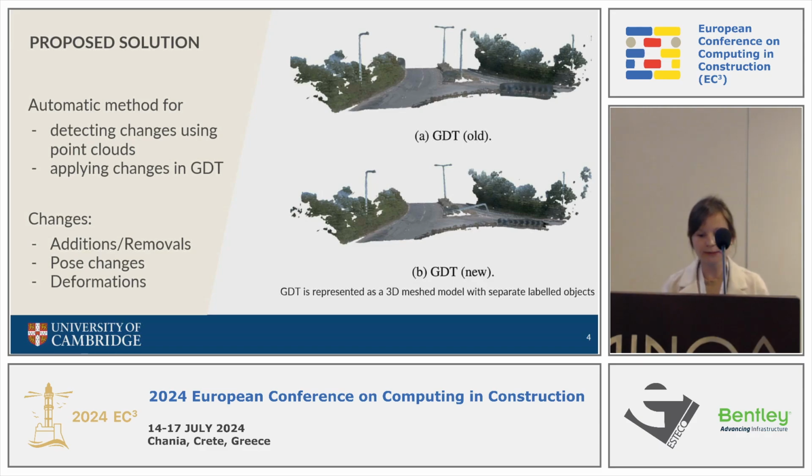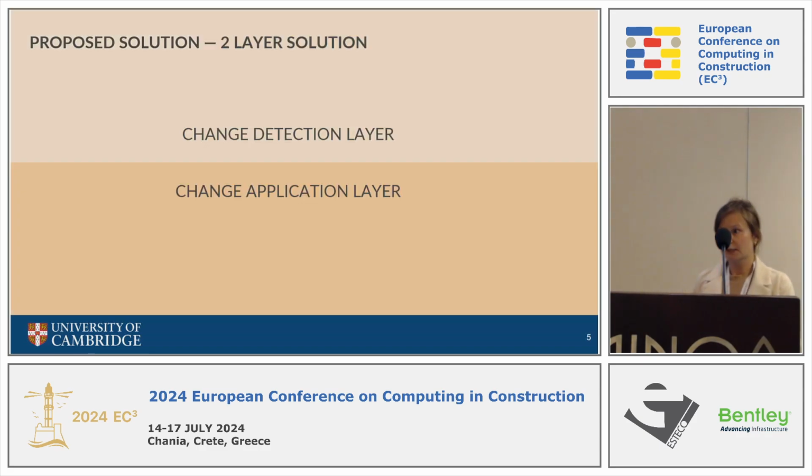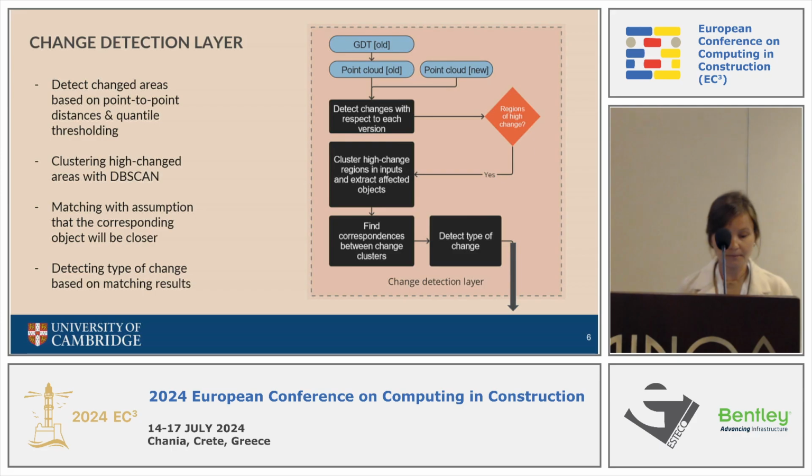And we understand a geometric digital twin here as a 3D meshed model. We assume they are in such a format, but they could be a bit different, with all objects separately labeled and separately meshed. So as you might guess already, our approach is a two-layer approach with change detection and change application layers, which we are now going to cover in more detail.